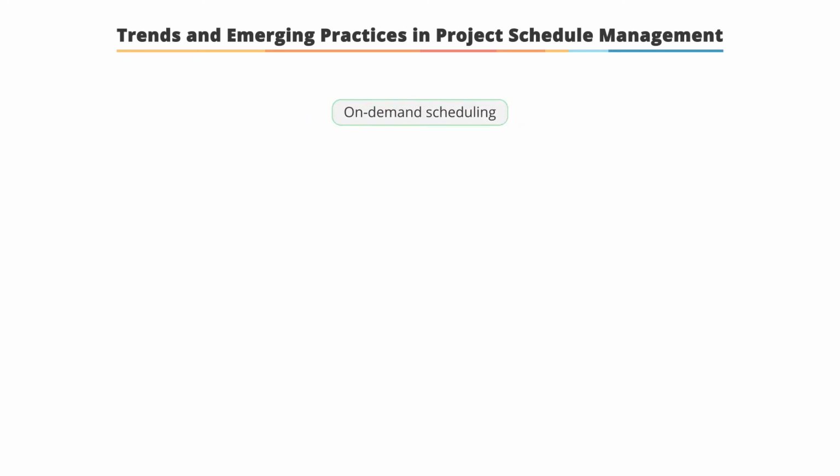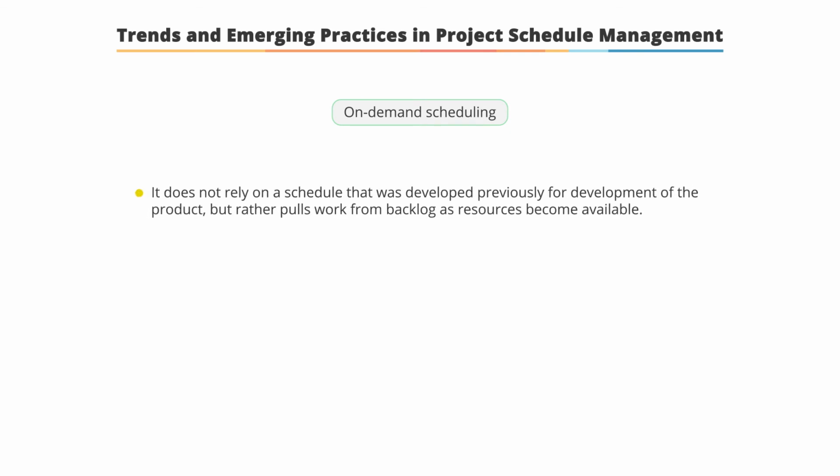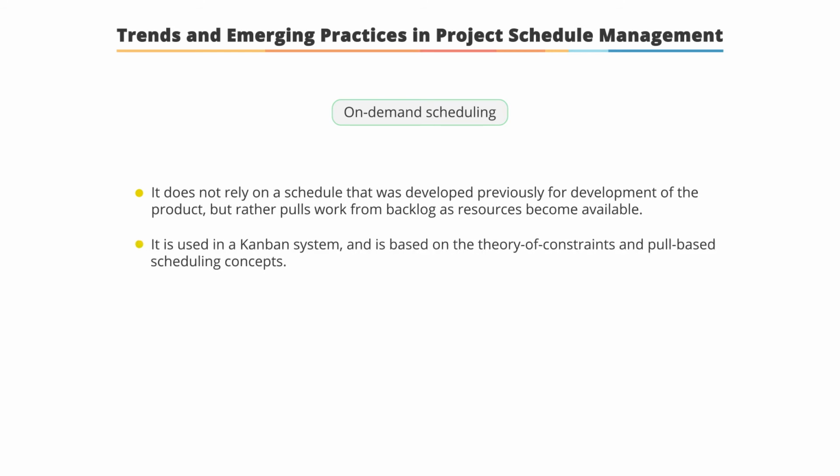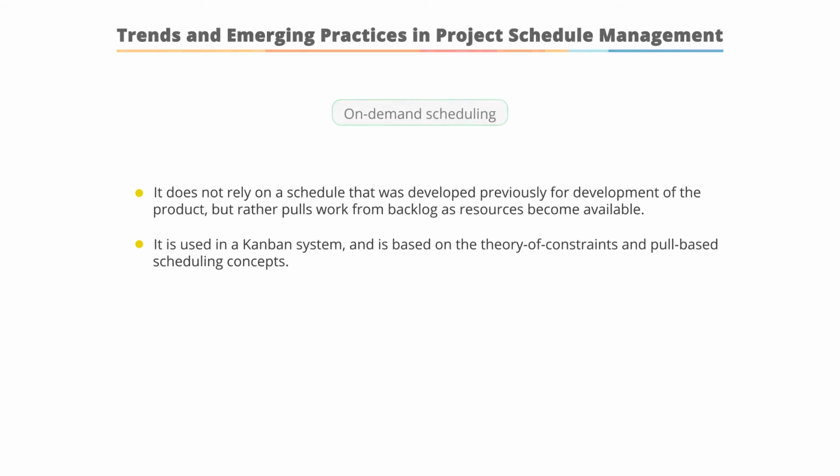On-demand scheduling. This doesn't rely on a schedule that was developed previously for development of the product, but rather pulls work from a backlog as resources become available. This approach, typically used in a Kanban system, is based on the theory of constraints in pull-based scheduling concepts.